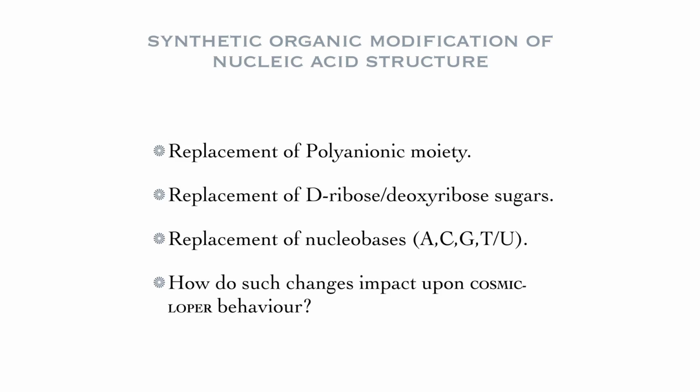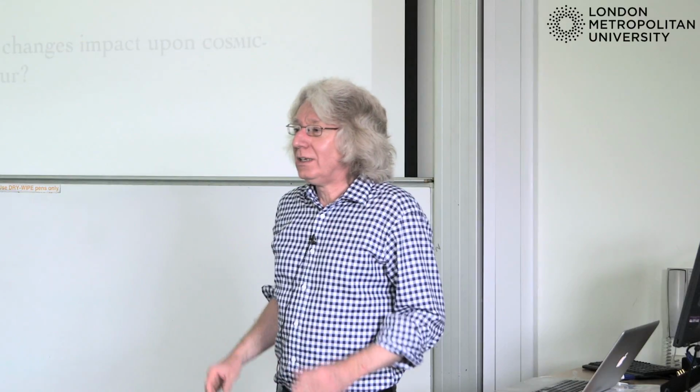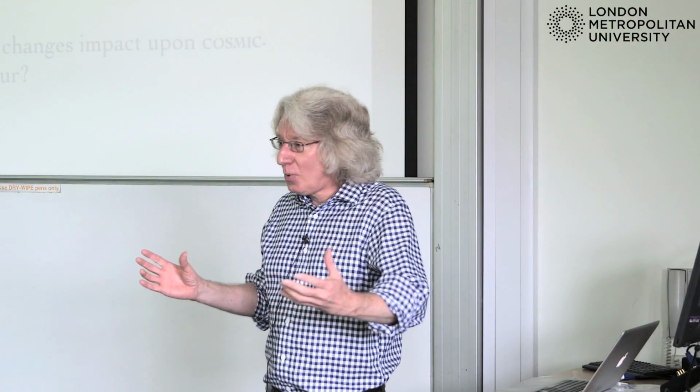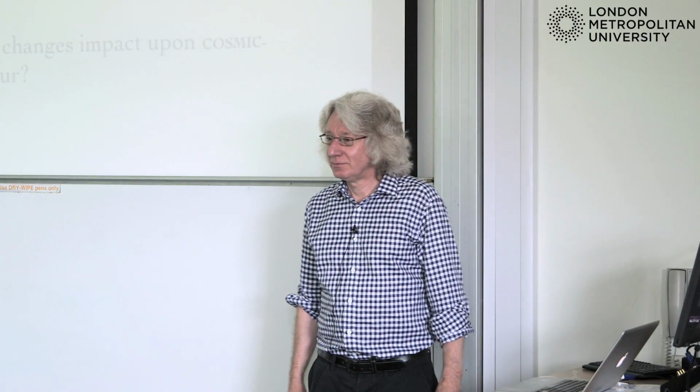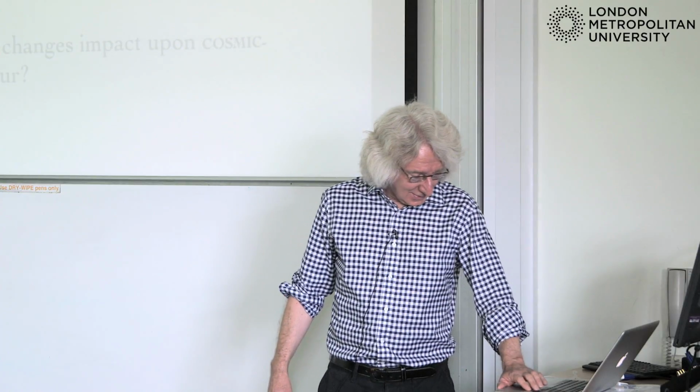And of course, the big question is, how do these changes impact upon cosmic loper behavior? Will these change the ability, will that new polymer be able to act as a viable genetic molecule? So, we can but try. Now, if you take away the polyanionic backbone with its repeating negative charge, that has a profound effect.